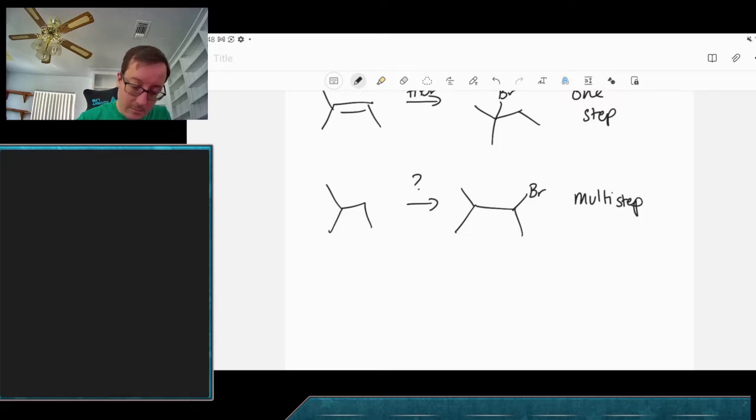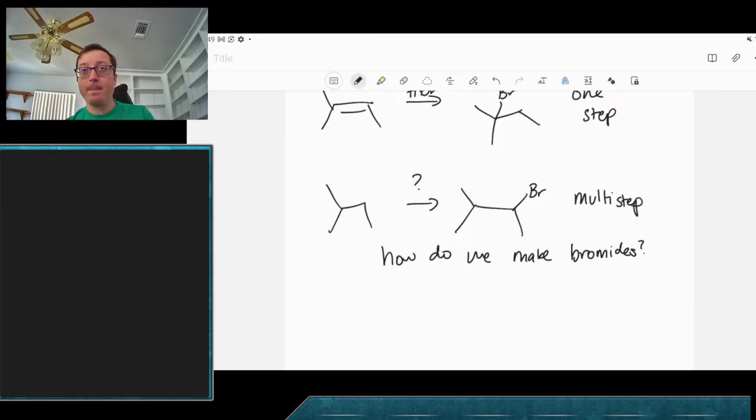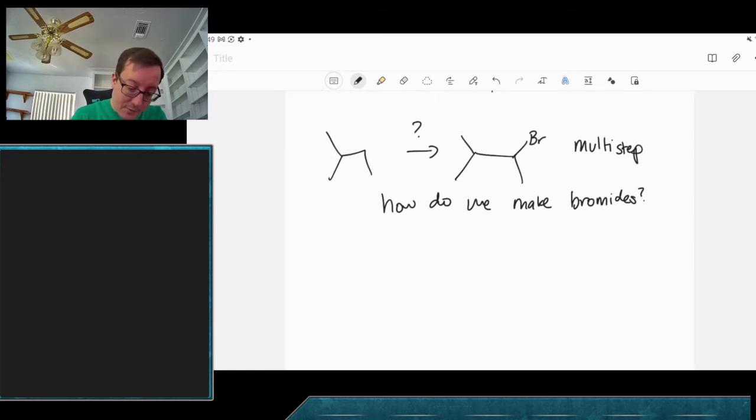It's always the best idea to look at the last part here. We always focus on the end of the problem, and then we can think about how to go from the beginning to the end. We just want to focus on the end. How do we make bromides, specifically a bromide at that position? Well, we have a couple options.